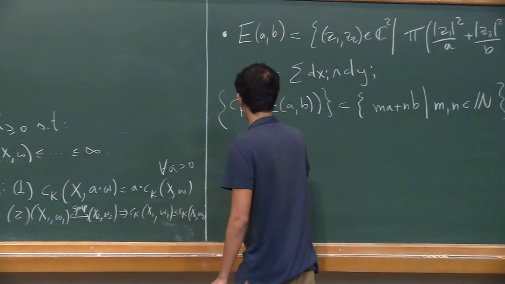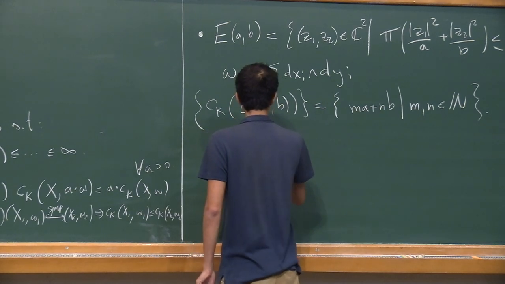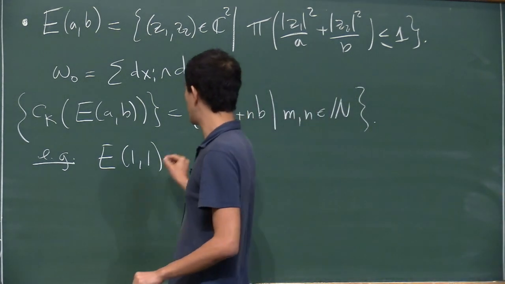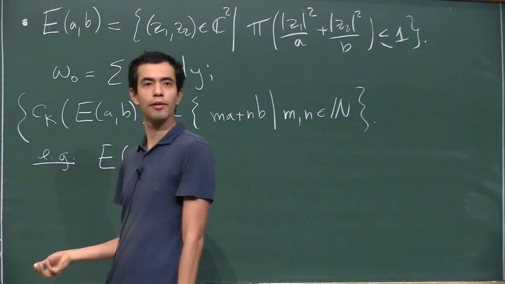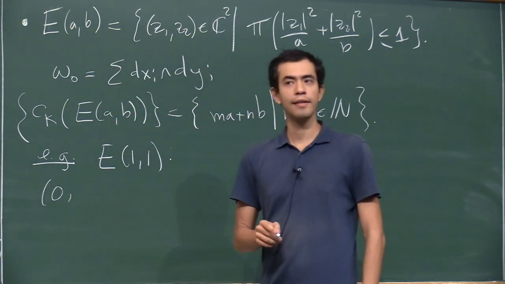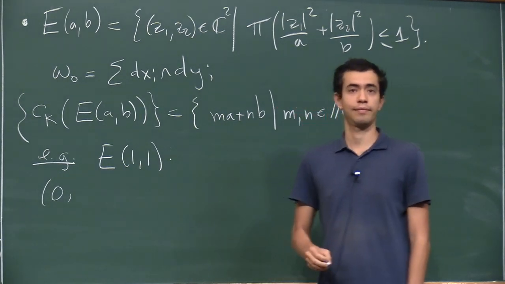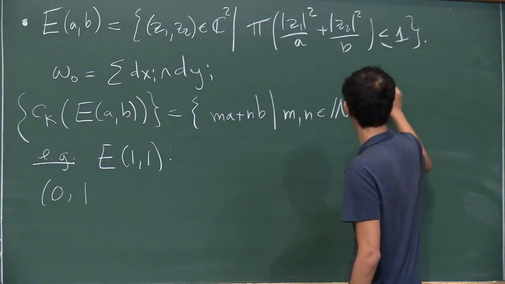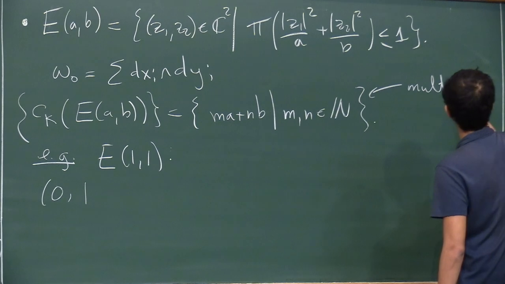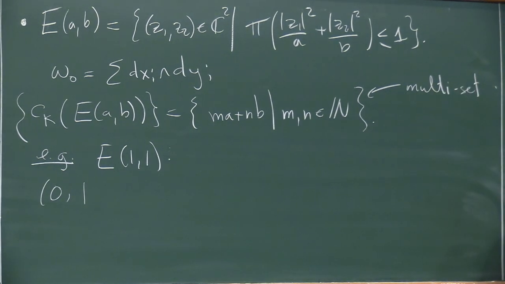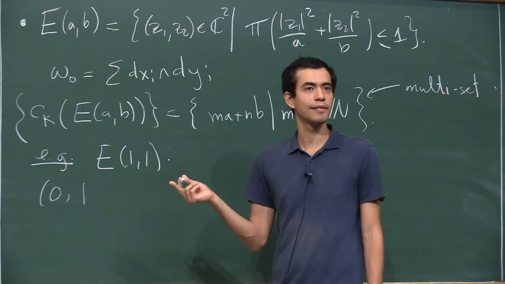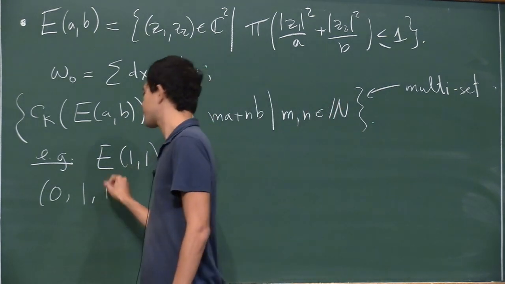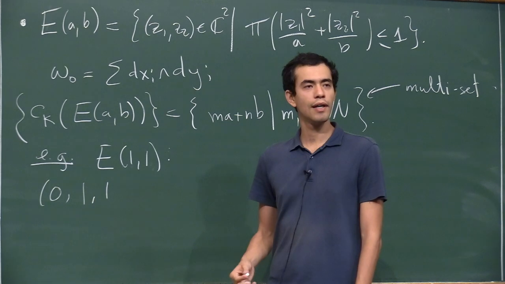Okay, so for example, if you take E(1,1), so that's the ball. What are these numbers for E(1,1)? So the first one is always 0, or the 0th one is always 0. And then I have to look at all the linear combinations of 1 and 1. Okay, so I have 1, but actually I have two different ways of getting 1. So this is a multi-set, in the sense that it's a set with repetitions. So I can have 1 in two different ways: 1 times 1 plus 0 times 1, or 0 times 1 plus 1 times 1. And I can have 2 in three different ways.